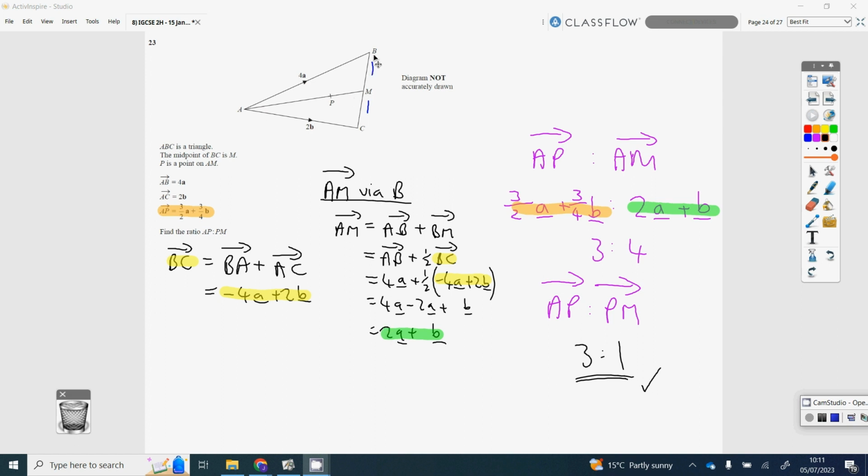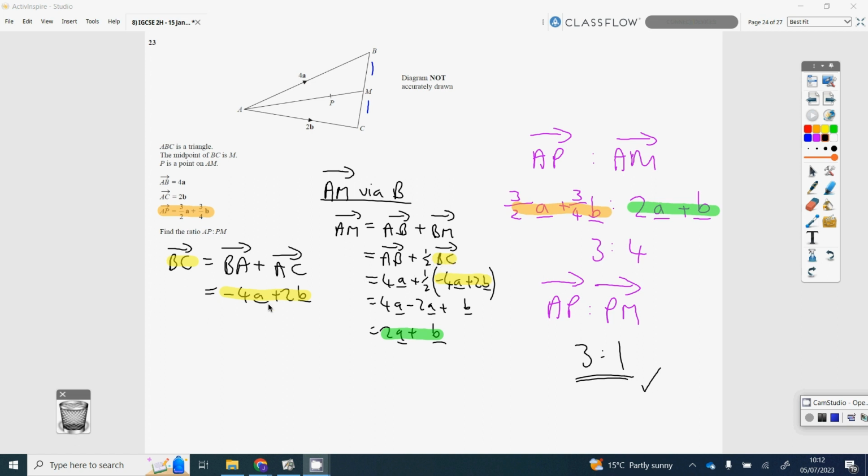And I'm going to choose to go via B. So going A to M, I'm going to go A to B and B to M. But I know that BM is half of BC, okay, because it's the midpoint. B to M is half of BC. So I'm replacing the BM with half of B to C.